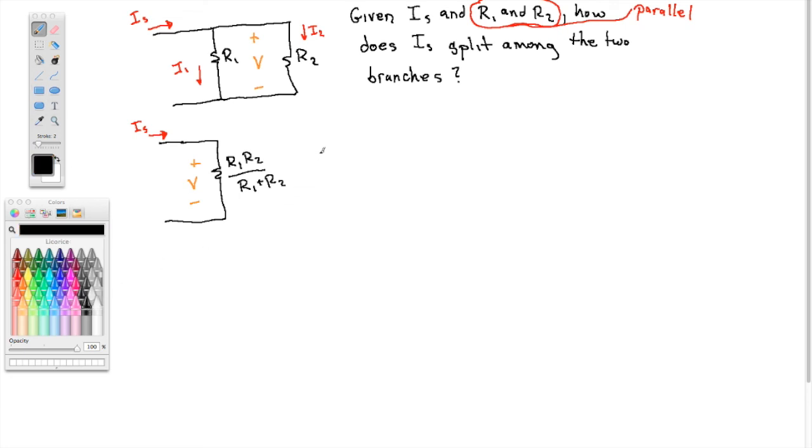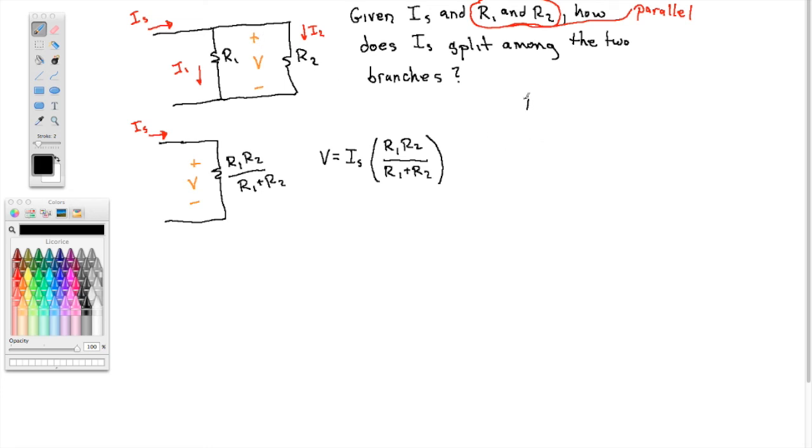So that voltage that we get in this picture, now we can use Ohm's law directly. We have the current that goes through that single resistor. So that voltage is IS times R1, R2 over R1 plus R2. And again, that's the voltage here in the original picture.